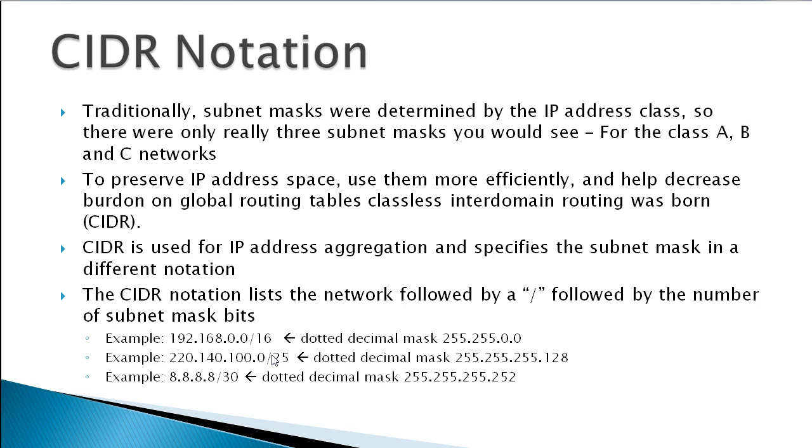Another one, here we have a slash 25 mask, meaning we have 25 bits now for our subnet mask. If you took 25 bits and converted them over to dotted decimal, you'd get 255.255.255.128. And finally, here we have a slash 30, meaning the first 30 bits of the subnet mask are all ones, and that would give you 255.255.255.252. And that's about it for the basics of IP addressing.